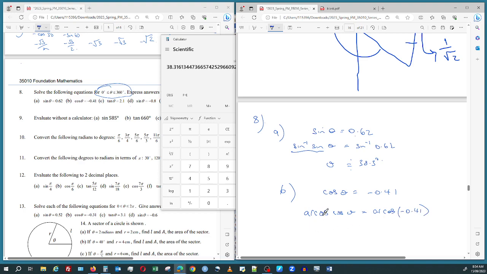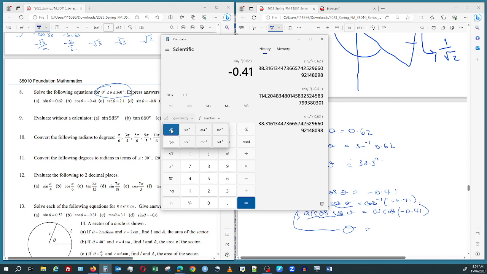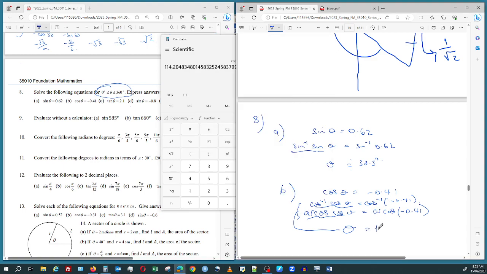So in fact, what I'm going to do is do cos to the minus 1. It means the same thing. It's undo. Both of these are going to give you theta. And so cos to the minus 1 of minus 0.4. So in the calculator, you're going to be doing second function, 0.41 minus, and second function for cos to the minus 1. So 114.2 degrees.